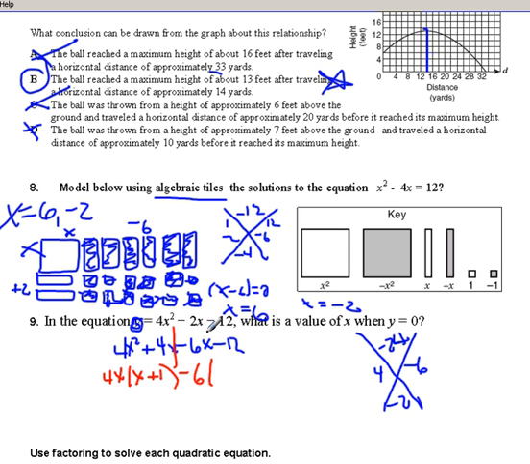And I feel like I did something wrong. Maybe some of you see it already. 4x squared plus 4x minus 12, 4 minus 6. I'm not sure what I did.